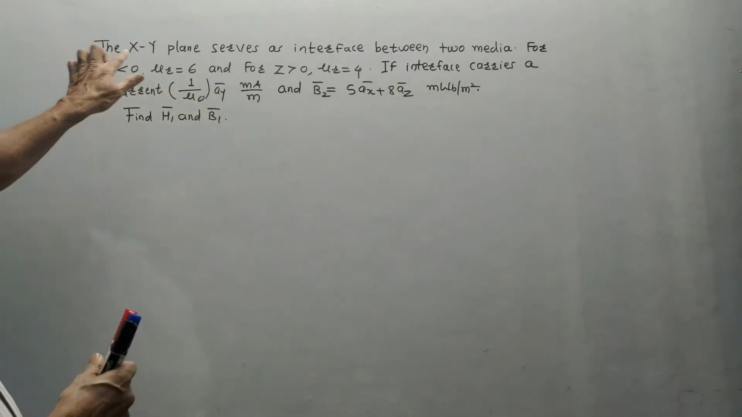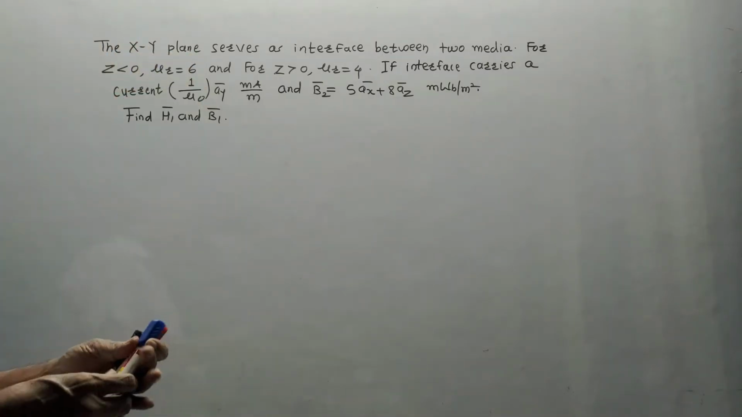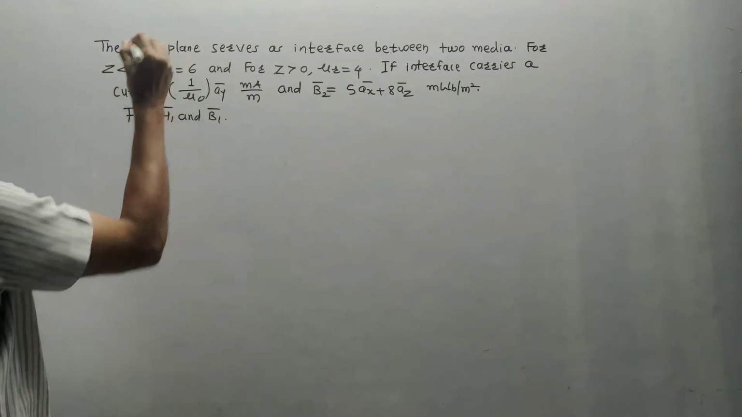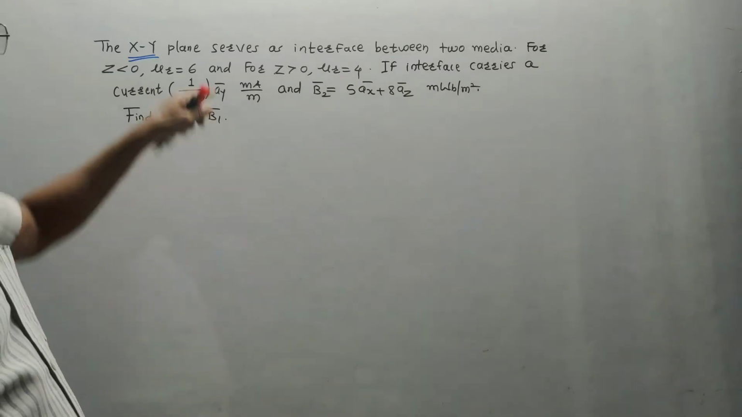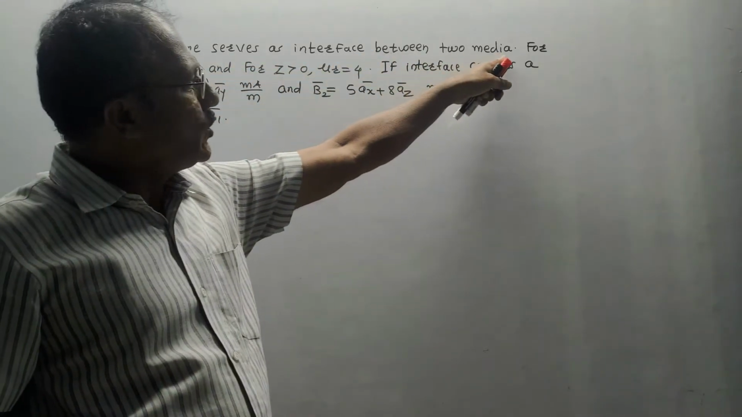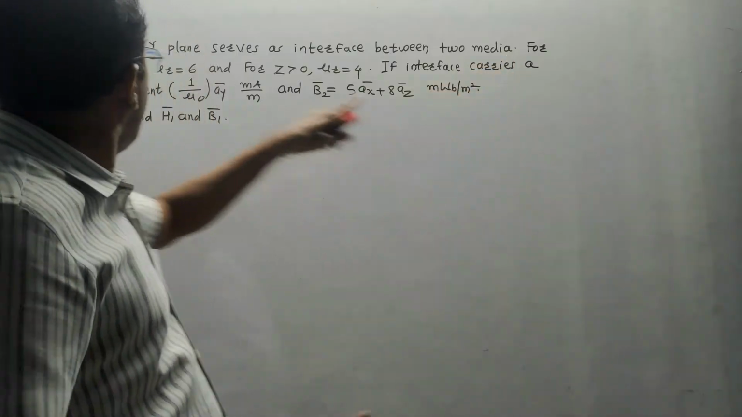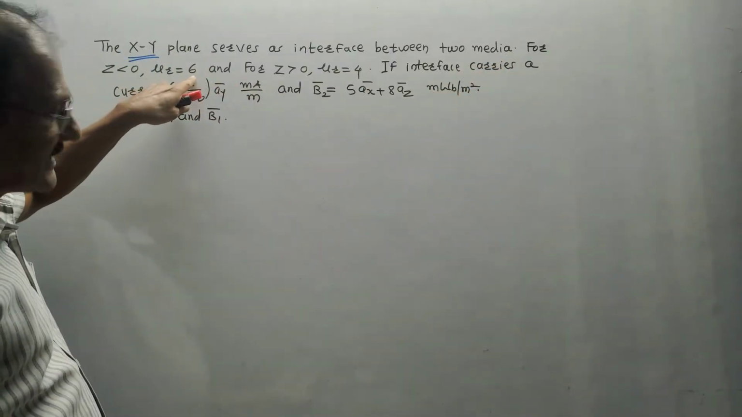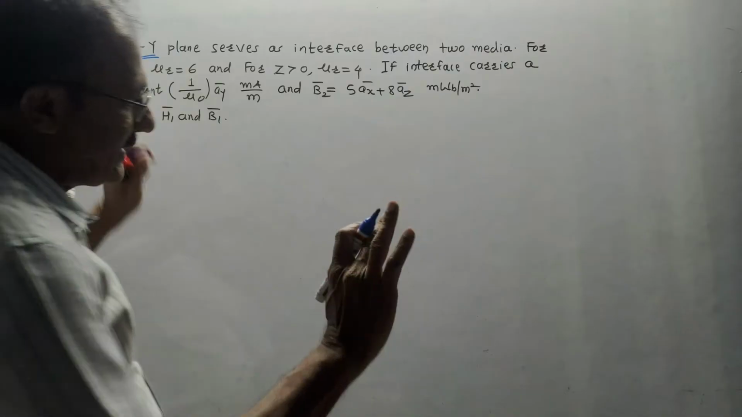The next numerical is the xy plane. Do remember this wording: xy plane is the same as the z equals 0 plane. It serves as an interface between two media, like the previous sum. For z less than 0, mu r is 6. That means there is one medium for z less than 0.